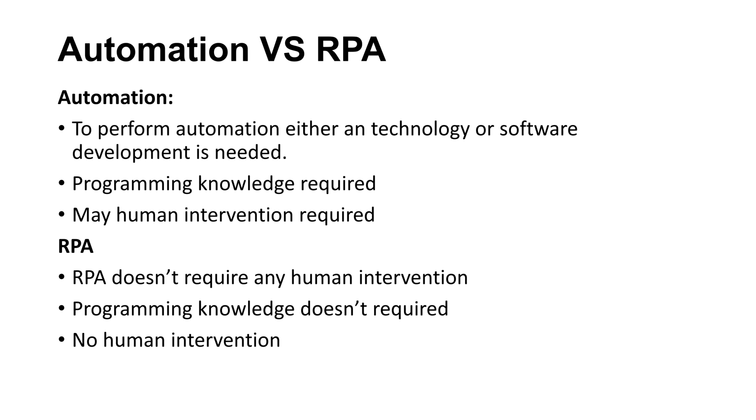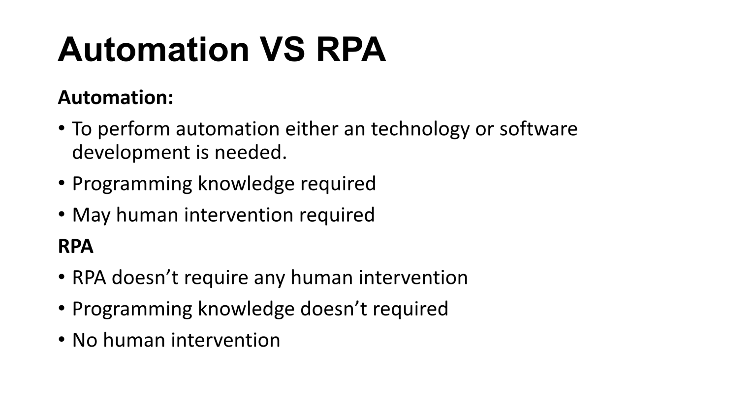It needs knowledge of coding. It needs human effort. Whereas RPA doesn't, because RPA itself is a technology which is used over all the projects in order to make them automated. So let's see, guys. Automation requires either a technology or a software to perform its task, programming knowledge is required, and human intervention is required. Whereas RPA doesn't require any human intervention or programming knowledge, because RPA is a technology applied over all the project domains.